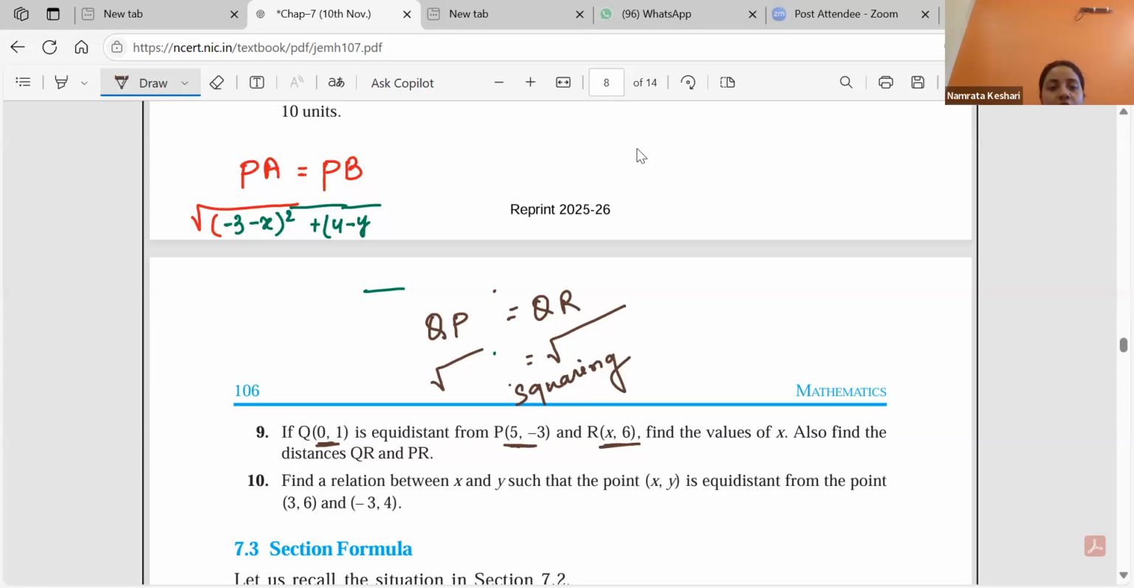Also find the distance QR and PR. The moment you get the x value, R, which was given to us as x comma 6, becomes your x value put over here. Now you just have to find the distance QR and distance PR, which will be just a value, without any x. Getting it?